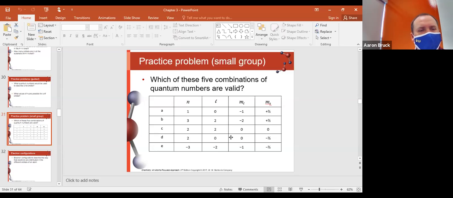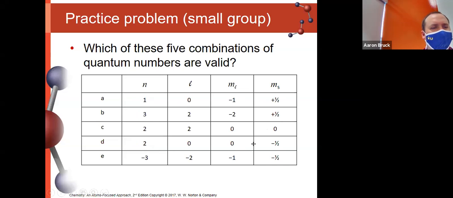So before we get into electron configurations, which is our next topic, let's go back and review our topic from Monday, which was all about quantum numbers. To this end, I've got 5 sets of quantum numbers here on the board. The question is, which of these 5 sets are valid? And subsequently, which ones are invalid?